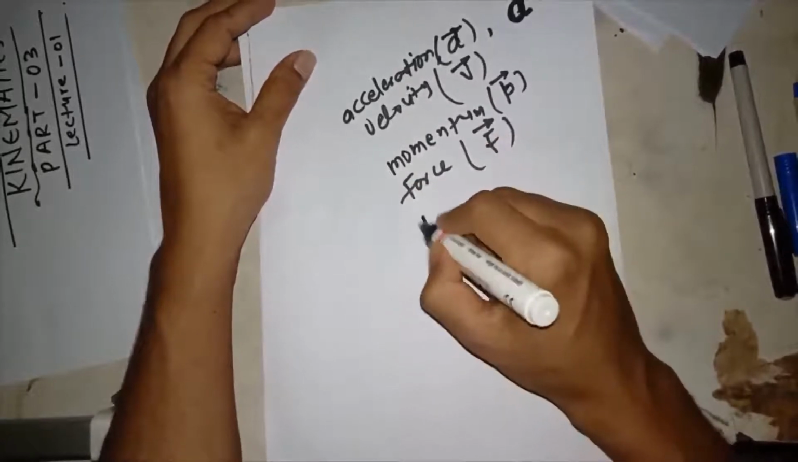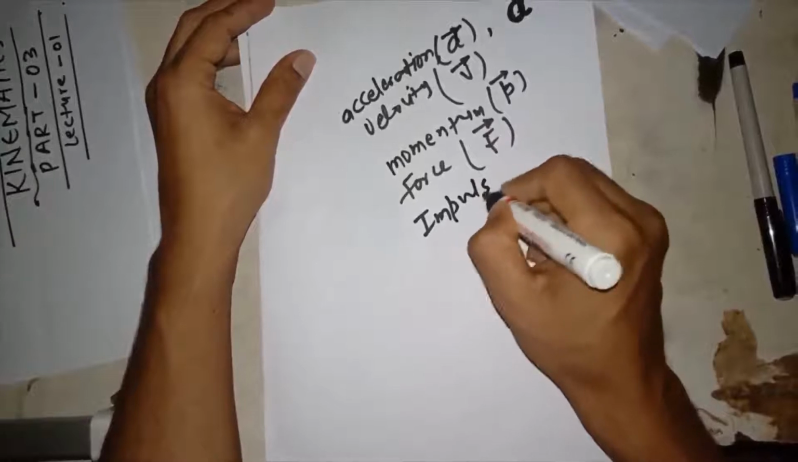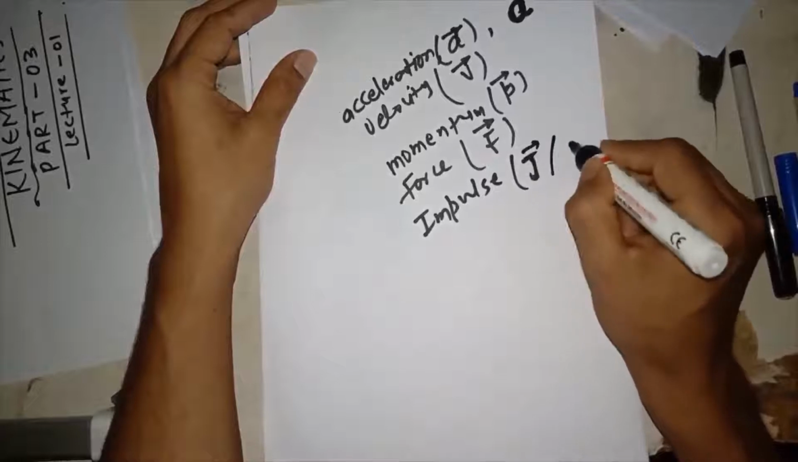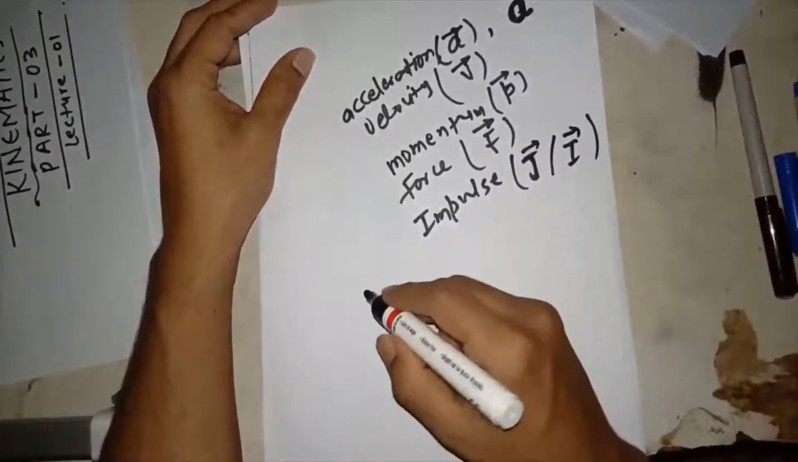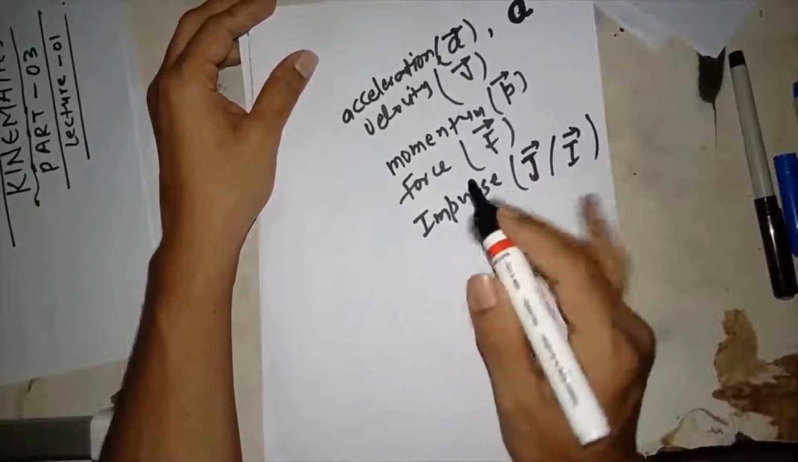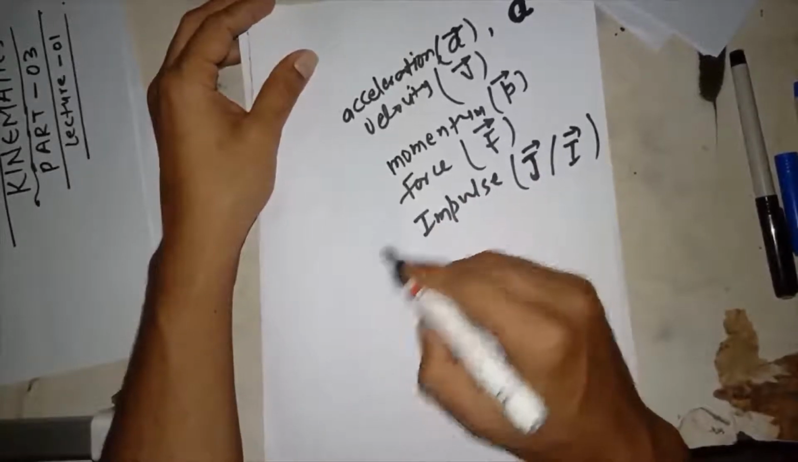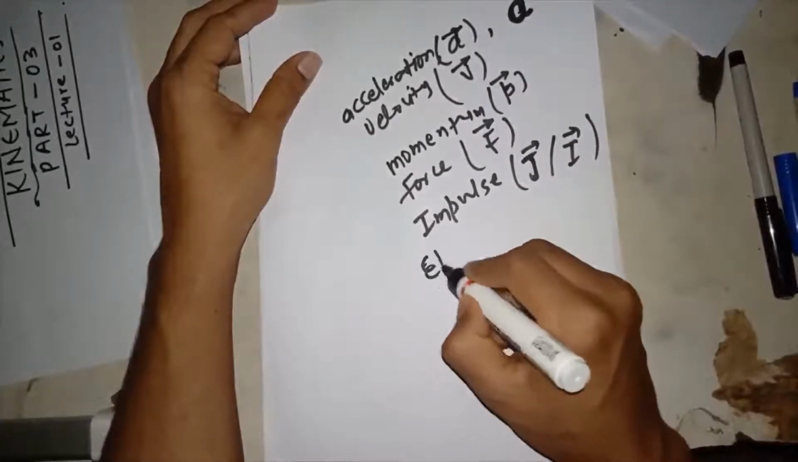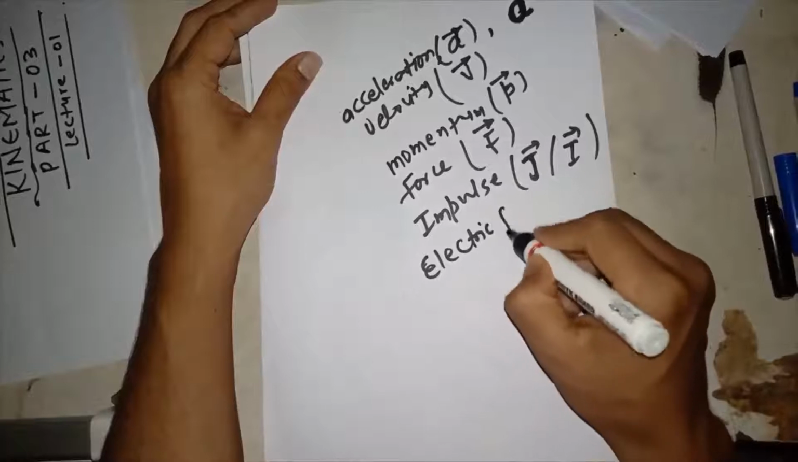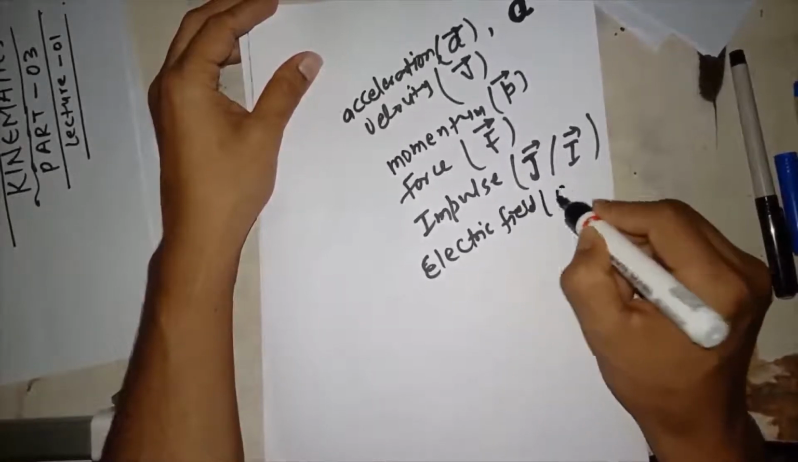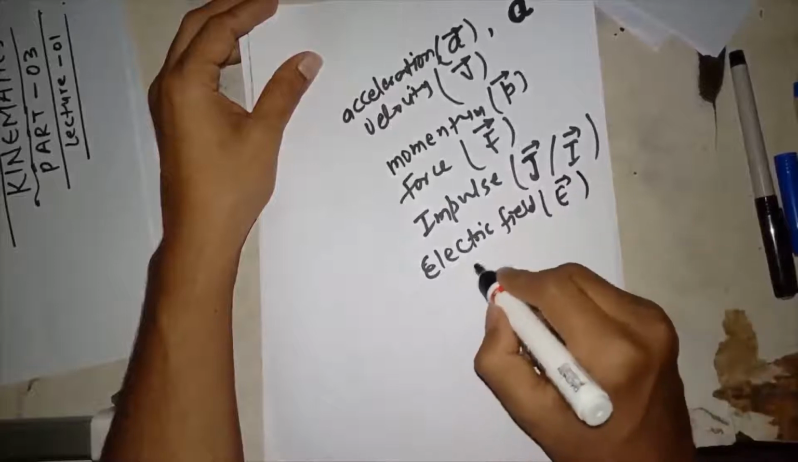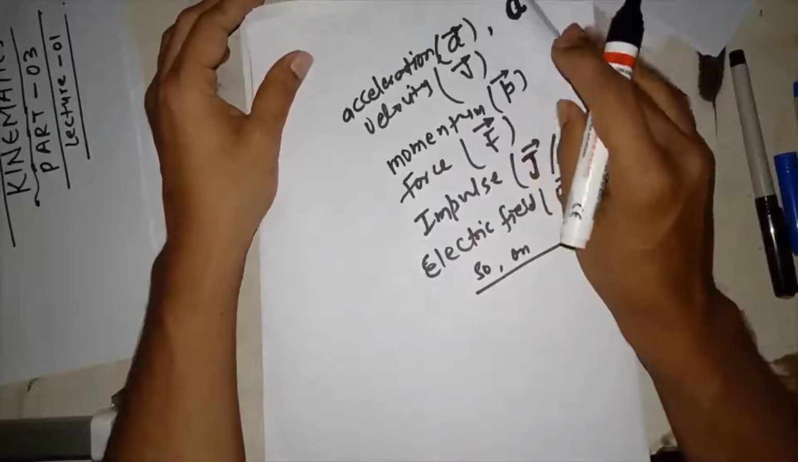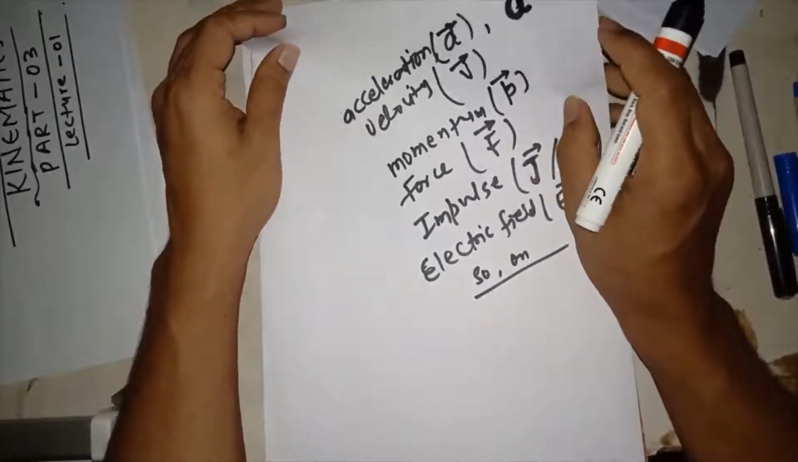Have you got my point? So force, impulse, that may be J vector or I vector, and various kinds of vector quantities, electric field, E vector, and so on. Okay, these are the examples of vector quantities.